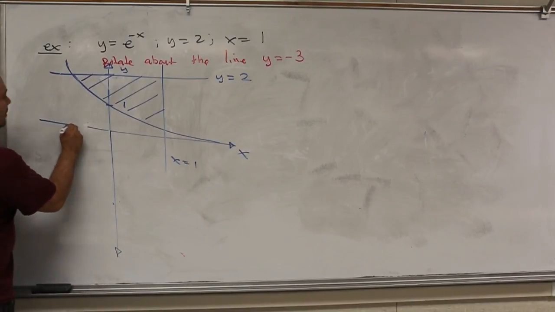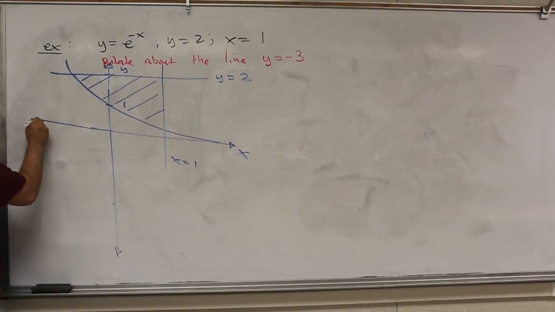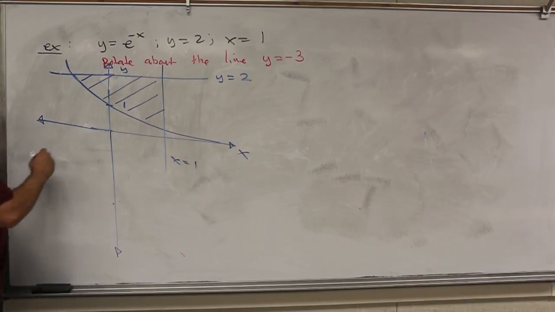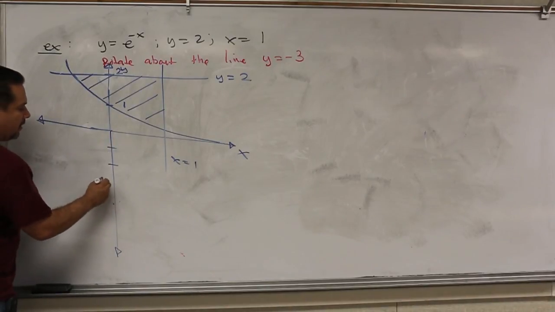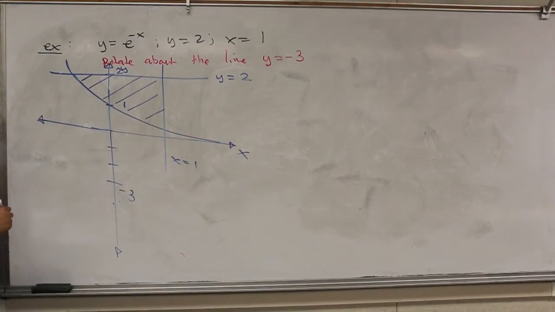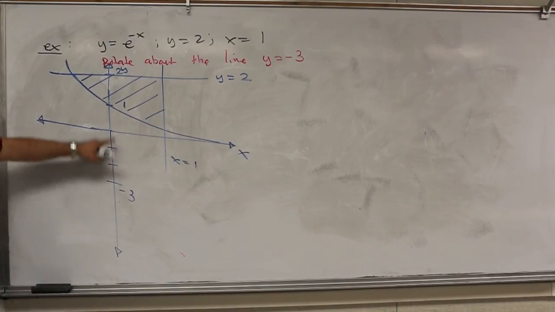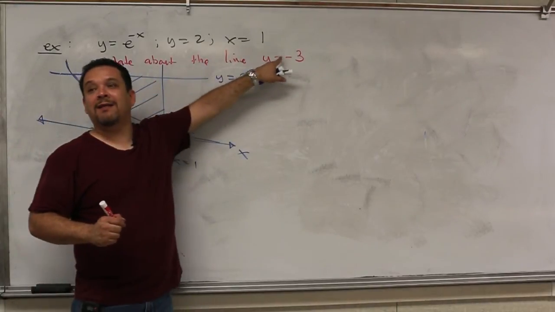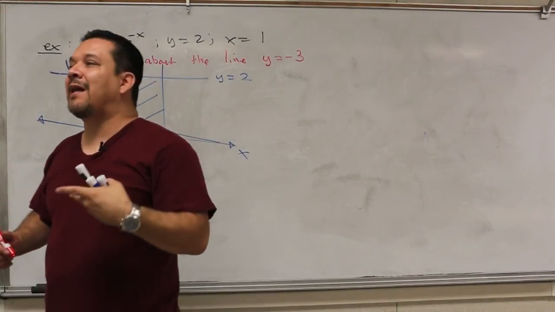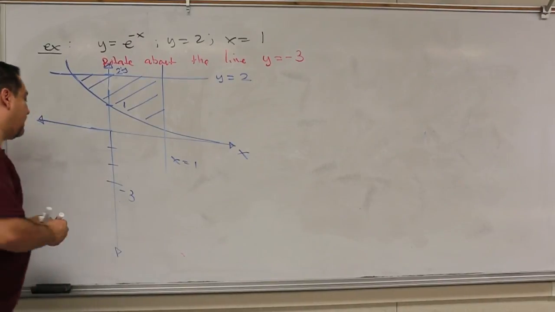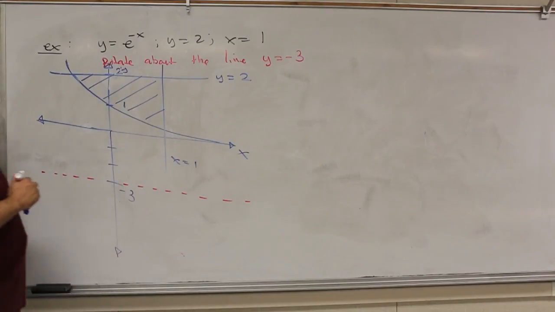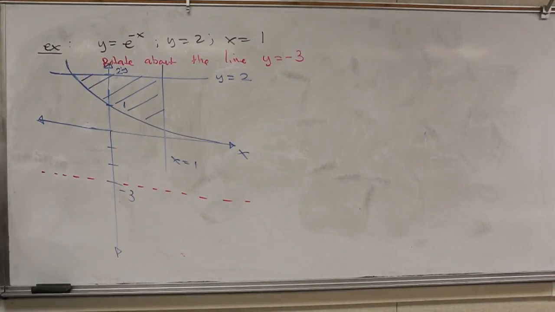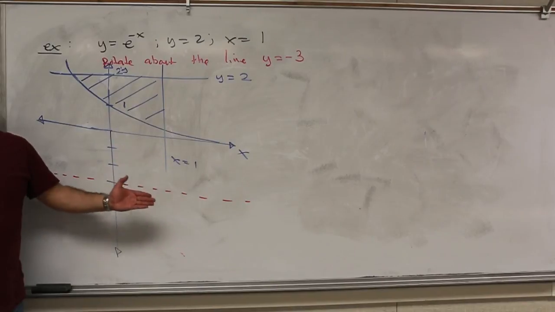Now what's interesting about this? Right, this is 2. This is 1. Negative 1, negative 2, negative 3. Why am I trying to find negative 3? What do I have to do with this? I'm gonna have to rotate about the line y is negative... This is not rotation about the x-axis. This is about the line y is what? Negative 3.